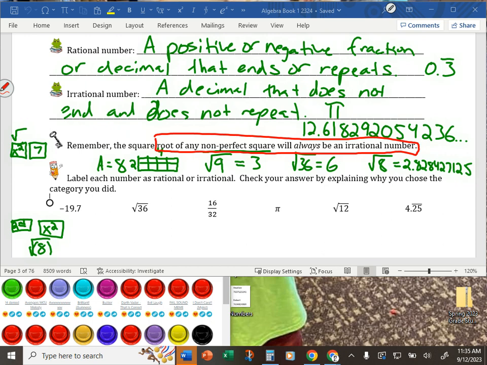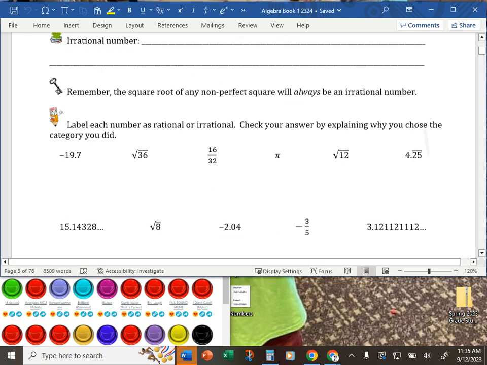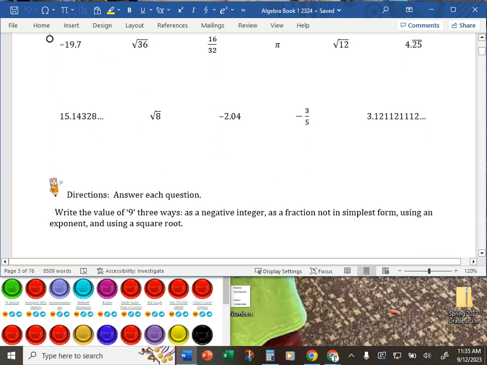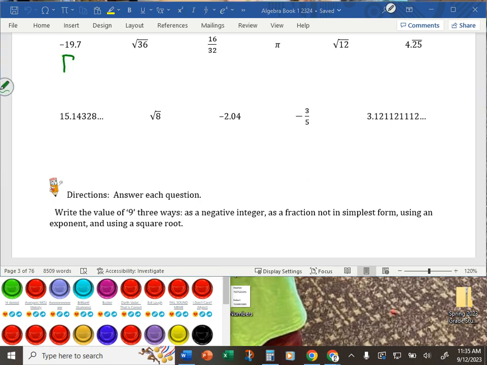Okay. So for your homework, we'll do a couple examples here. Remember, I don't grade homework on accuracy. It's graded on completion. When you tell me that negative 19.7 is rational, I don't want you just to put an R, and then go on to root 36 and put R, and then go on to 16 32nds and put R, and then go on to pi and put I. Why is negative 19.7 rational?